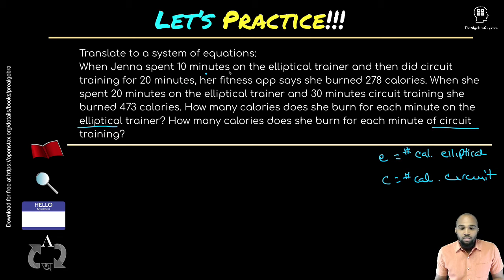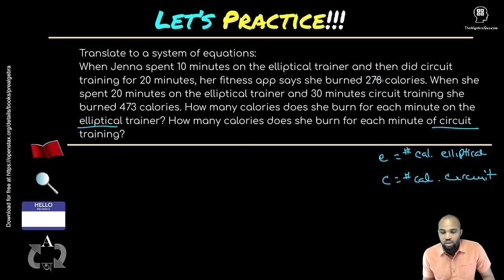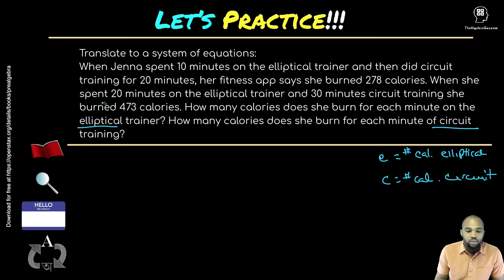When Jenna spent 10 minutes on the elliptical trainer and did circuit training for 20 minutes, her fitness app says she burned 278 calories. When she did 20 minutes on the elliptical and 30 minutes on circuit training, she burned 473. How many calories does she burn for each minute on the elliptical training, and how many does she burn each minute for the circuit training? So let's take what we got.